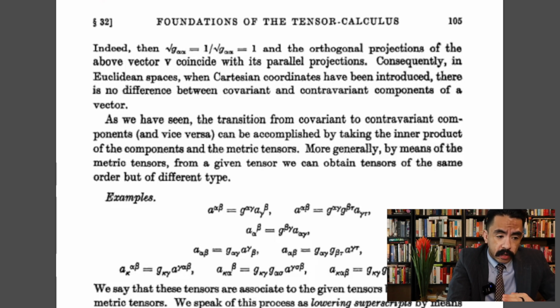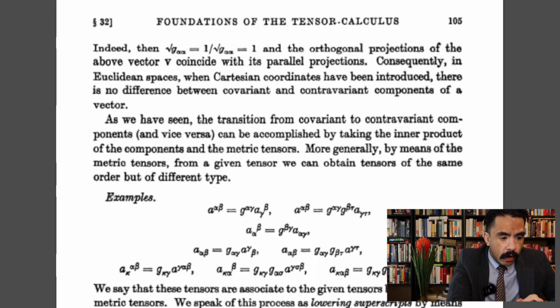More generally, by means of the metric tensors, from a given tensor we can obtain tensors of the same order but of different type. Examples: a superscript alpha beta equals g superscript alpha gamma times a sub gamma superscript beta, and a superscript alpha beta equals g superscript alpha gamma times g superscript beta tau times a subscript gamma tau. We also have a sub alpha superscript beta equals g superscript beta gamma times a subscript alpha gamma. We also have a sub alpha beta equals g sub alpha gamma times a superscript gamma subscript beta, in that order. So the superscript comes first and then the subscript comes second.